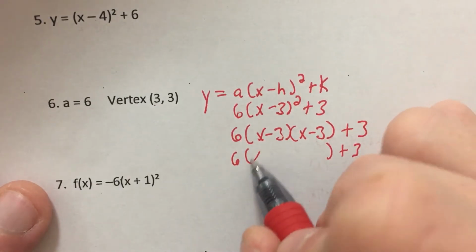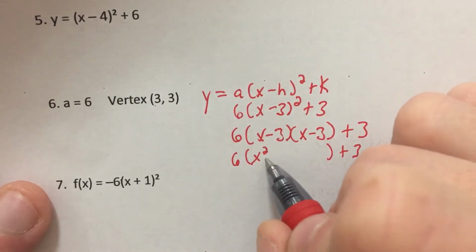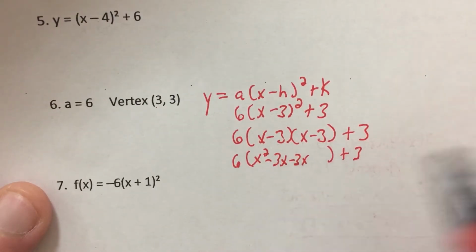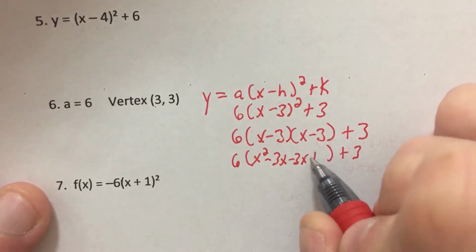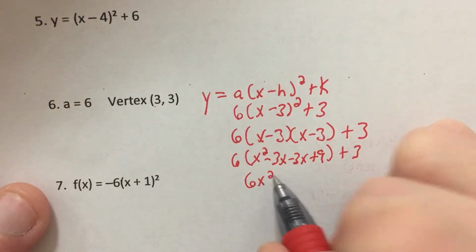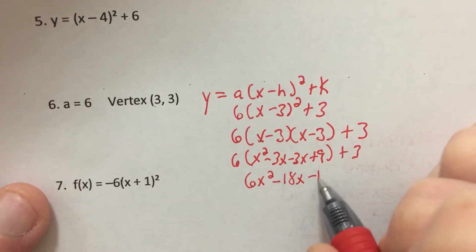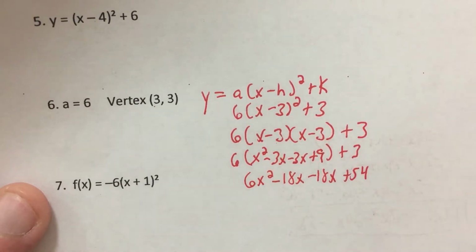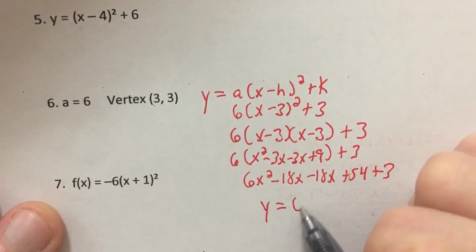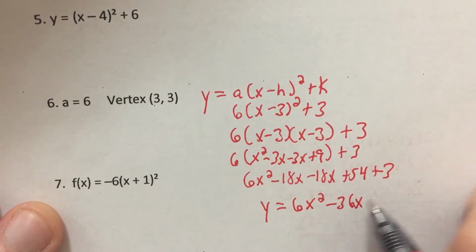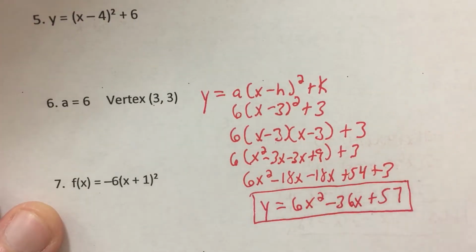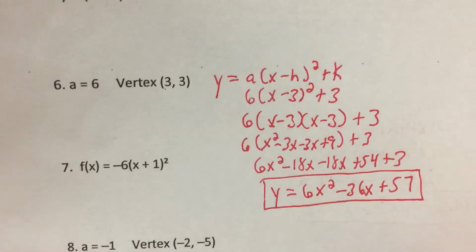X times x, x squared. X times negative 3, negative 3x. Negative 3 times x, negative 3x. Negative 3 times negative 3, positive 9. If I distribute the 6, I will get 6x squared minus 18x minus 18x plus 54, and then plus 3. Which leaves my final answer being y equals 6x squared minus 36x plus 57. Like so. And that's basically the name of the game here.